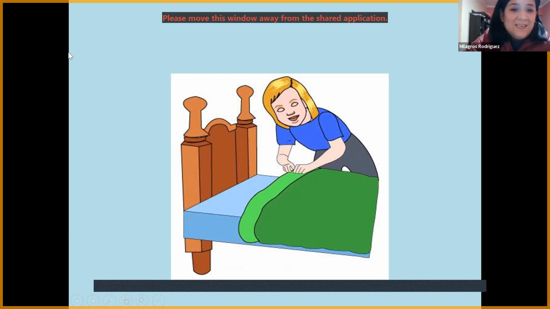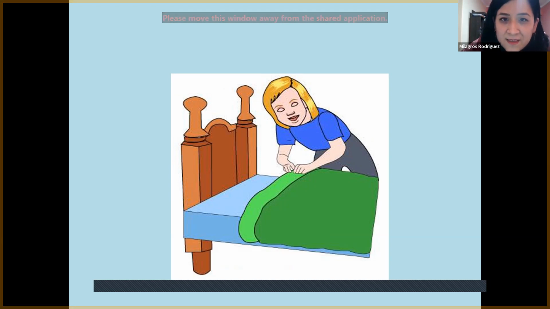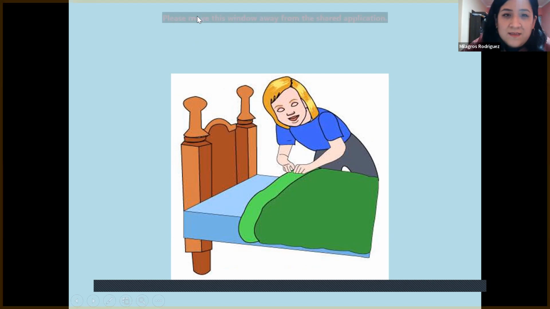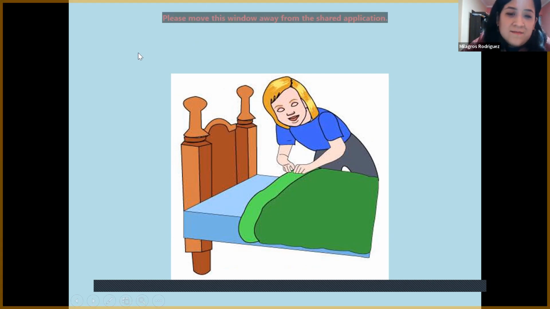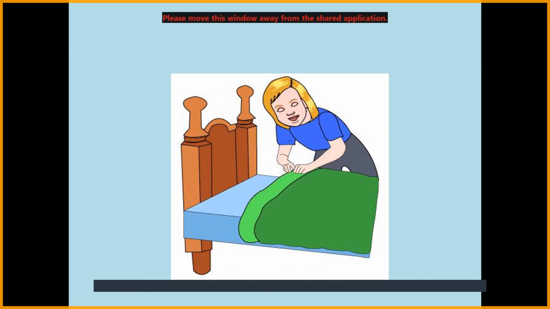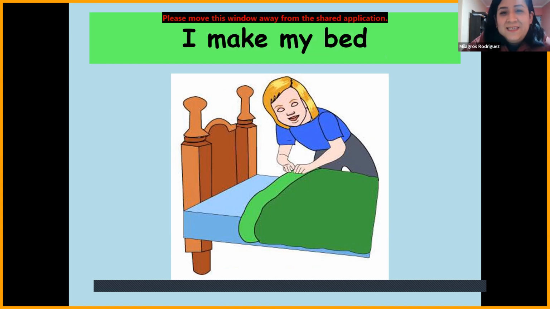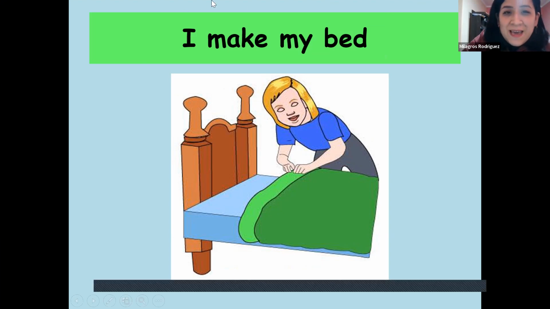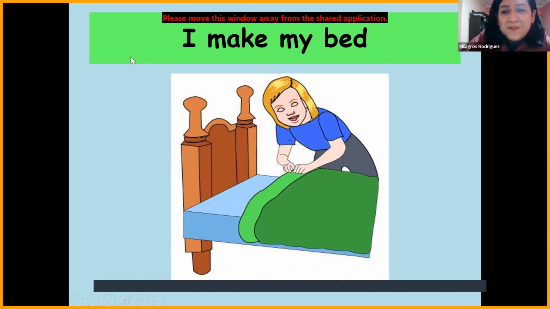Ahora, ¿qué ven? A ver, aquí. ¿Qué idea se les viene? Class? Made a bed. Muy bien, muy bien. I make my bed. So you wake up at 6 or at 5:30, and then you make your bed at approximately what time? What time do you make your bed, Sophia?